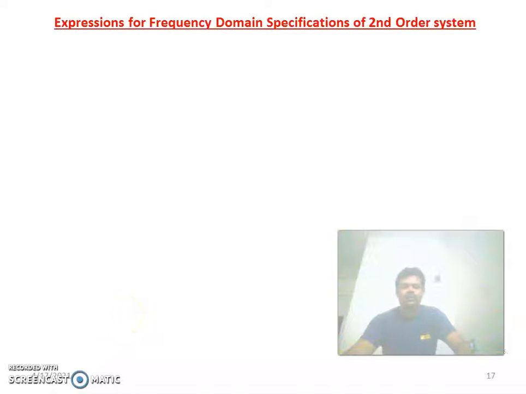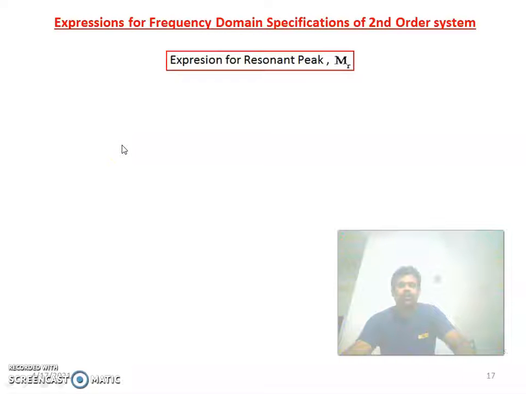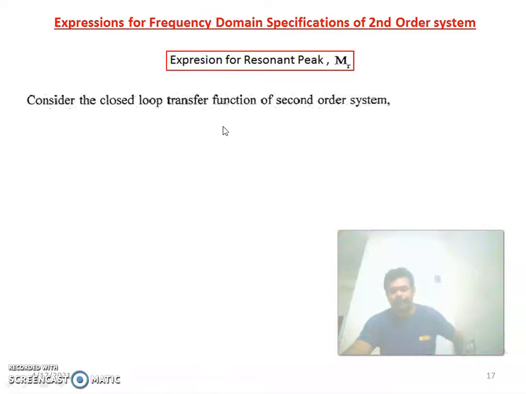Now we are going to see the expressions for frequency domain specifications of second order system. First we are going to see the expression for resonant peak Mr. First we are considering the closed loop transfer function of the second order system.